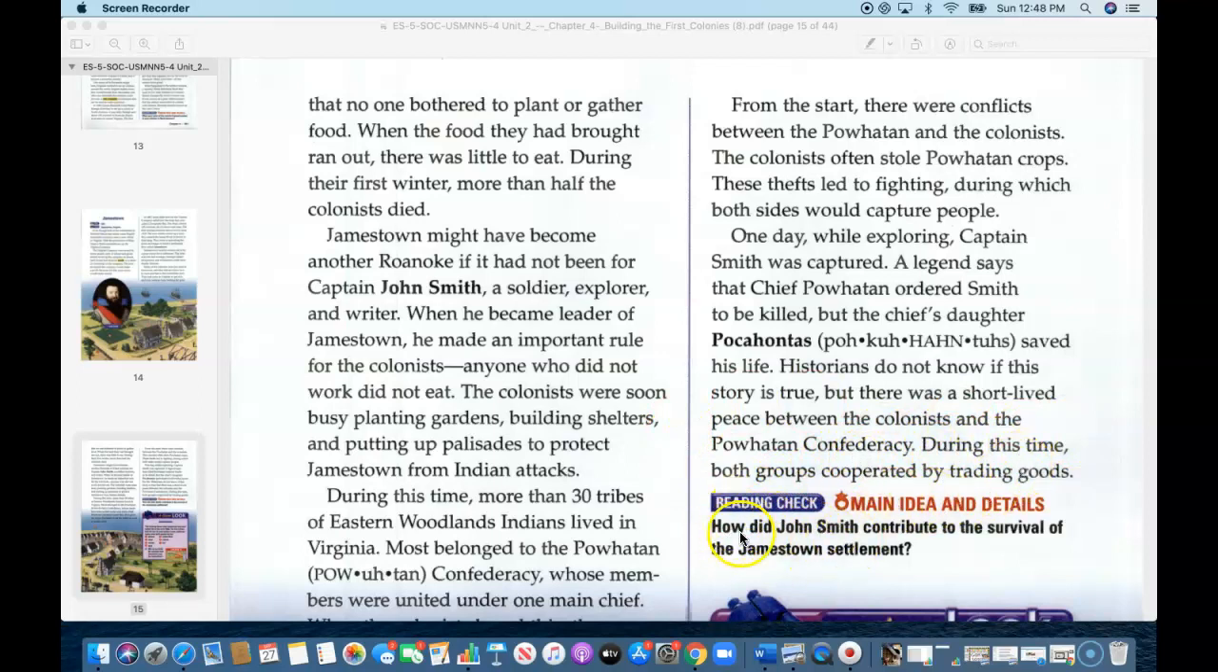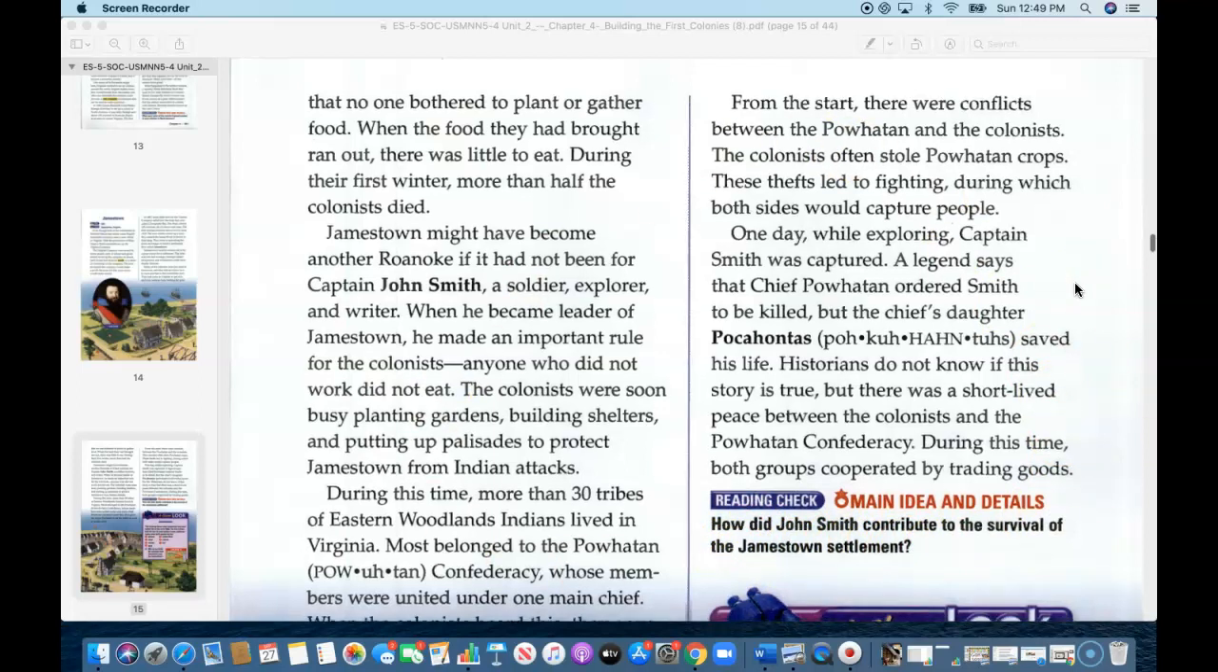So, reading check: how did John Smith contribute to the survival of the Jamestown settlement? See what else you can add to your notes. And let's look at this.